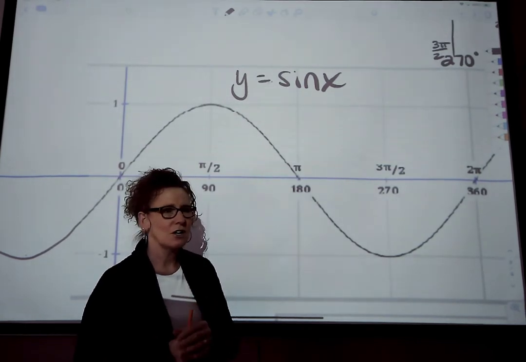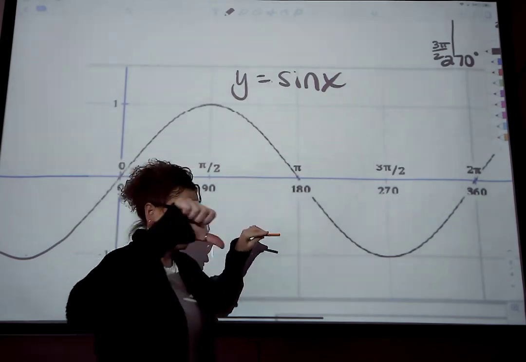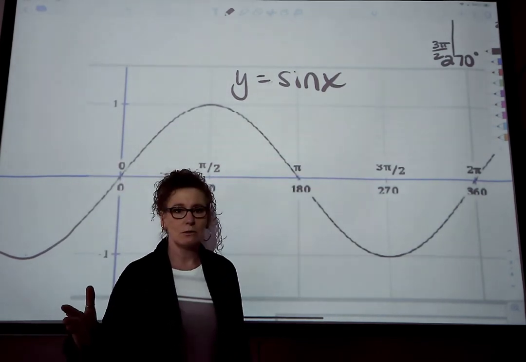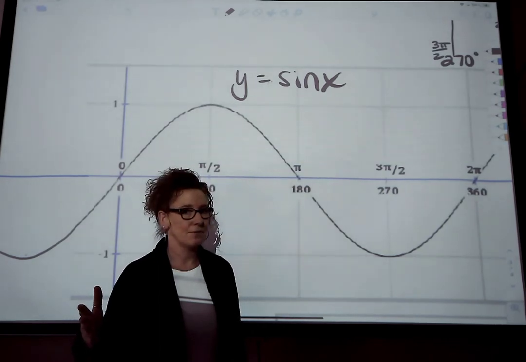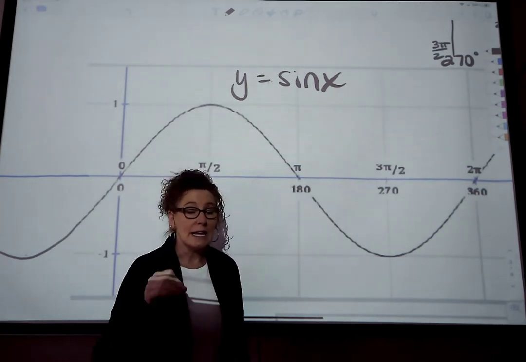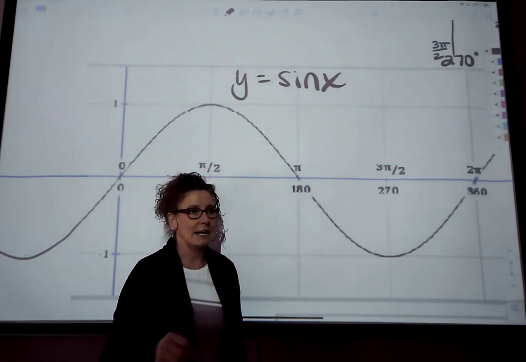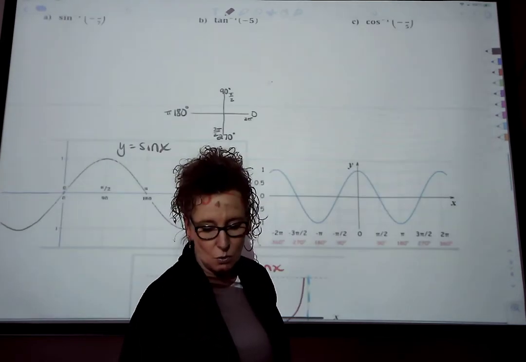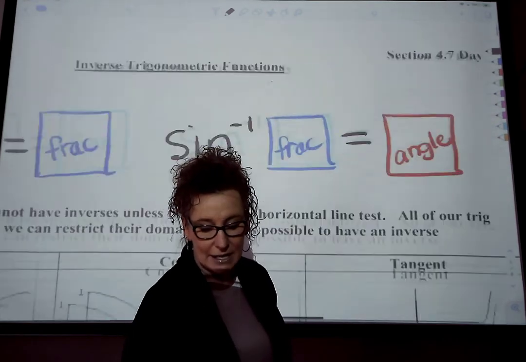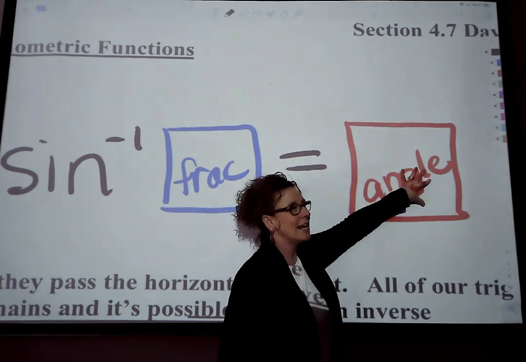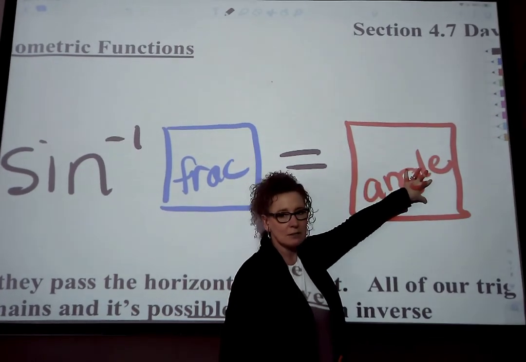Let it sink in. Horizontal line test fails. What's that mean? The inverse is not a function. Big deal. What's that mean? It means when I do an inverse problem, there are too many answer possibilities.